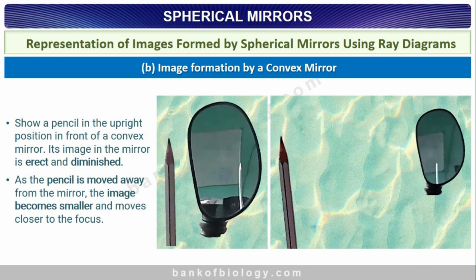Image formation by a convex mirror. Hold a pencil in the upright position in front of a convex mirror. Its image in the mirror is erect and diminished. As the pencil is moved away from the mirror, the image becomes smaller and moves closer to the focus.